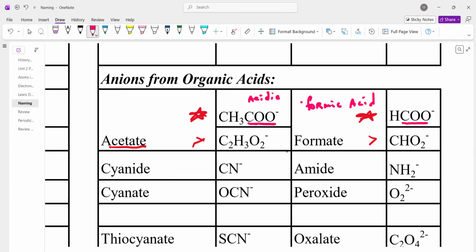Anyway, so you'll see it written in two ways. Top one, bottom one. The one I like to use is the top one because, again, I'm an organic chemist.